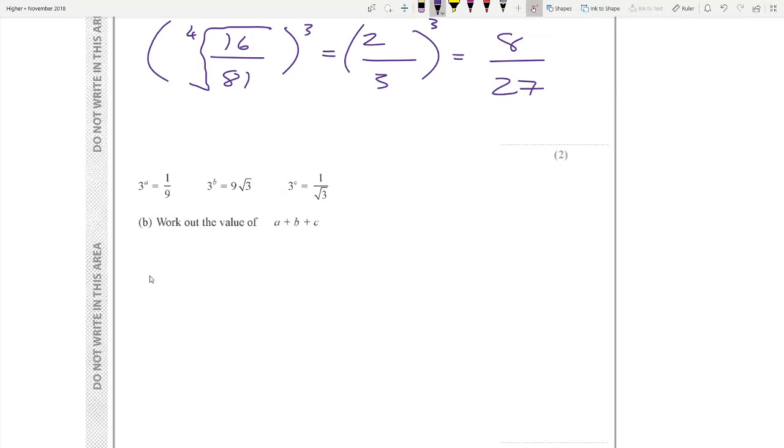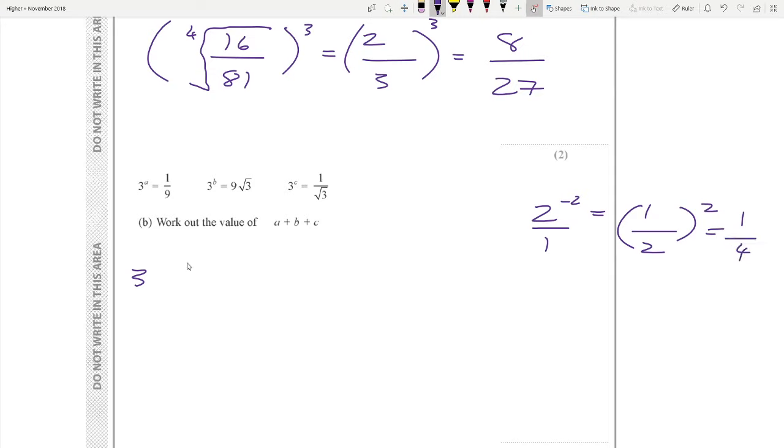First one, 3 to the power of A equals 1 over 9. Anytime you have an indice that is negative, for example 2 to the power of minus 2, the negative tells you to find the inverse of it, to flip it. So instead of 2 over 1, it becomes 1 over 2, and then the 2 tells you to square it, so that becomes 1 over 4. Same thing that's happened here.